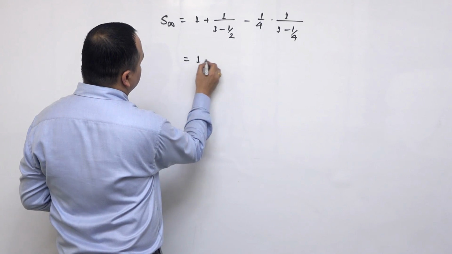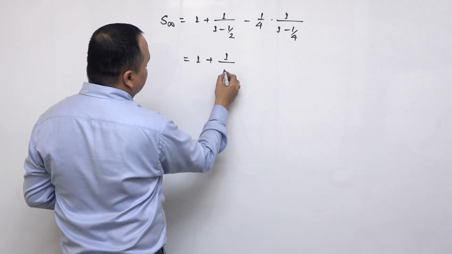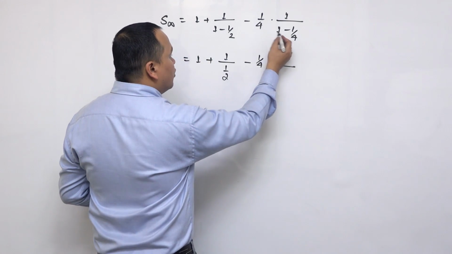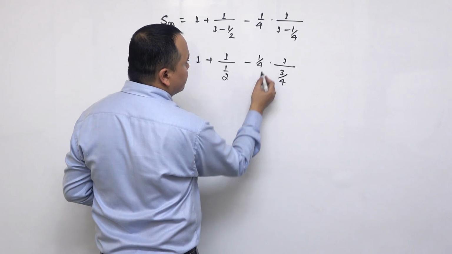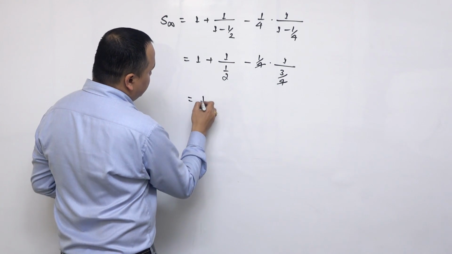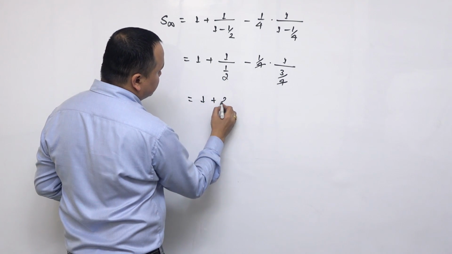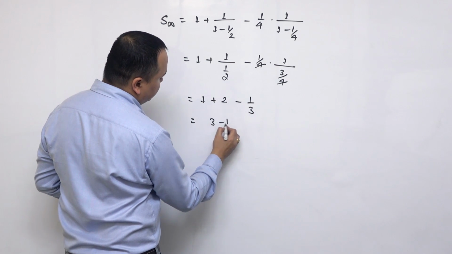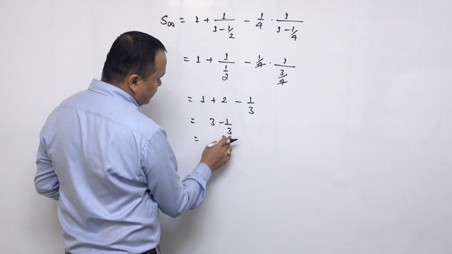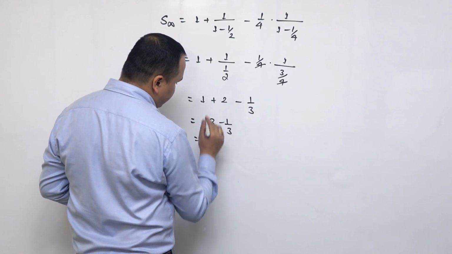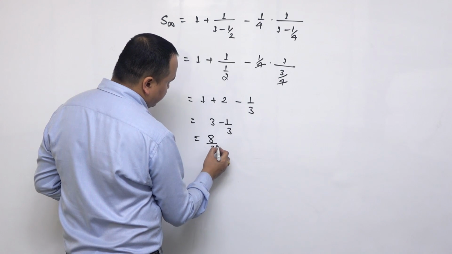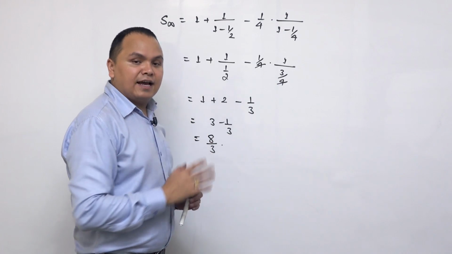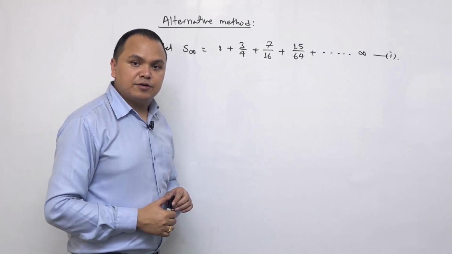So it becomes 1 plus 1 upon 1 minus 1 upon 2, minus 1 upon 4 into 1 upon 1 minus 1 upon 4, which is 3 upon 4. Here 4 cancels. 1 plus 1 upon 1 upon 2 is just 2, minus 1 upon 3. So 1 plus 2 is 3, minus 1 upon 3, so 3 into 3, 9 minus 1, which is 8 upon 3, which is the required answer, but it does not work every time. So we have an alternative method.